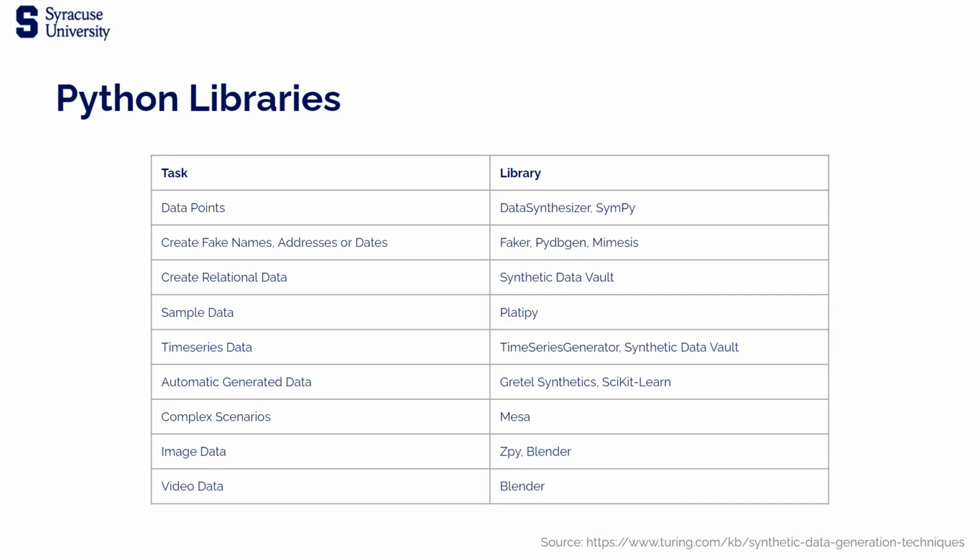If you're trying to generate automatically generated data, you would look at Gretel Synthetics or scikit-learn. For more complicated scenarios or image data or video data, there's Mesa, there's ZPy, and Blender. Blender is actually a 3D modeling application, so you can only imagine what they're producing with that. It is out of the scope of the LLMs here, but still fascinating that they've been pushed that far nonetheless.